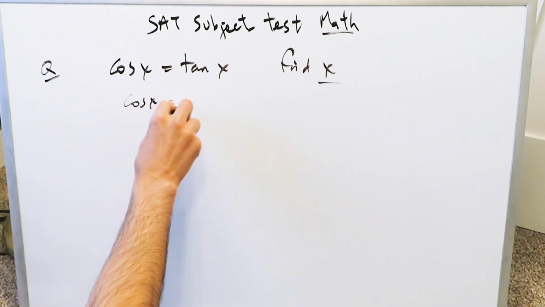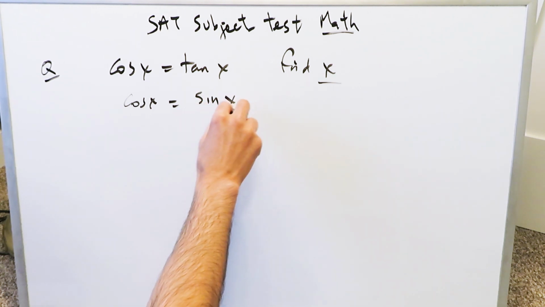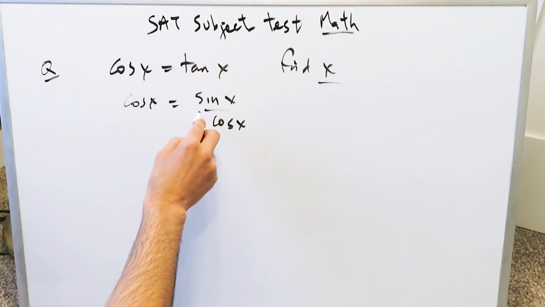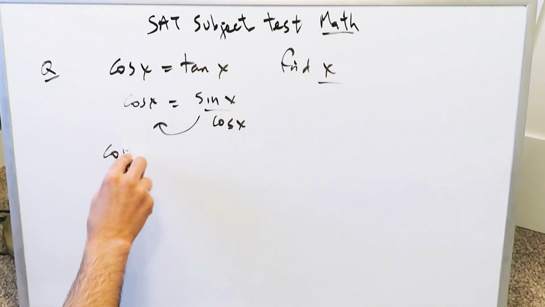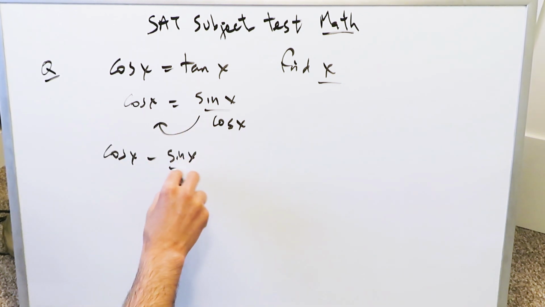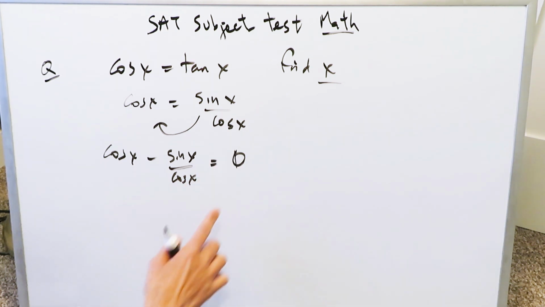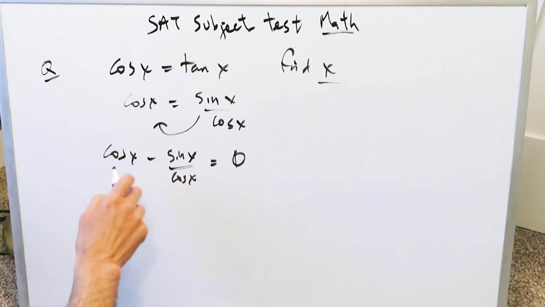Well, cosine x is equal to sine x over cosine x. You don't want to do any cancellation. You want to just take all of this onto the other side. You'd have cosine x minus sine x divided by cosine x. You don't want to cancel because you can end up losing solutions. When you take it over here, you're left with 0.